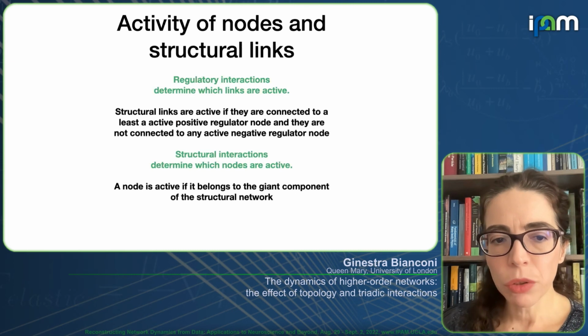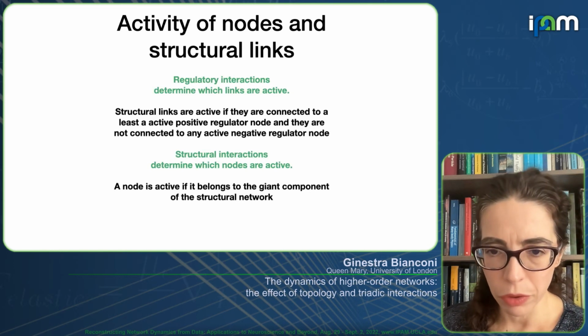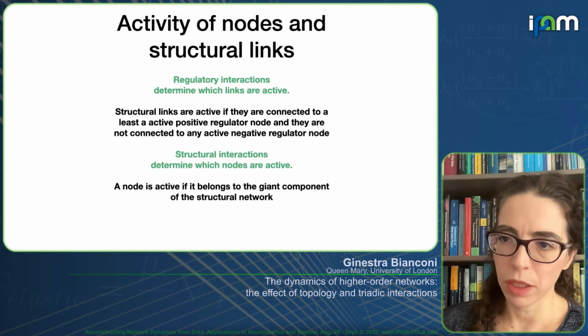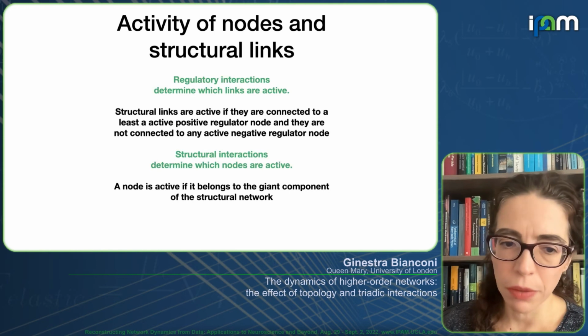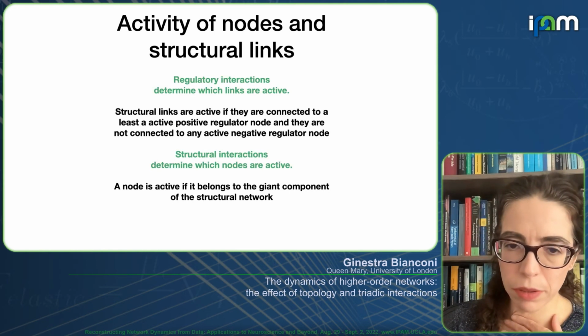So we assume that structural links are active if they are connected to at least one active positive regulator node, and they are not connected to any active negative regulatory node. And then structural interaction determines which nodes are active. A node is active if it belongs to the giant component of a network.